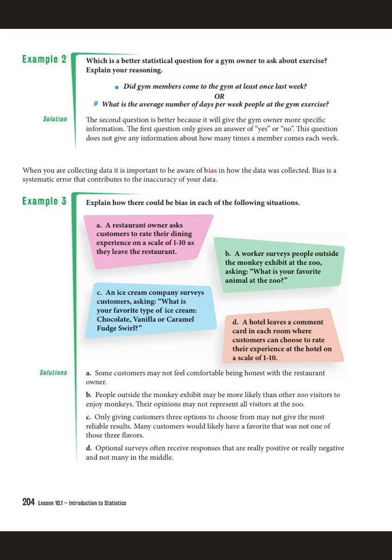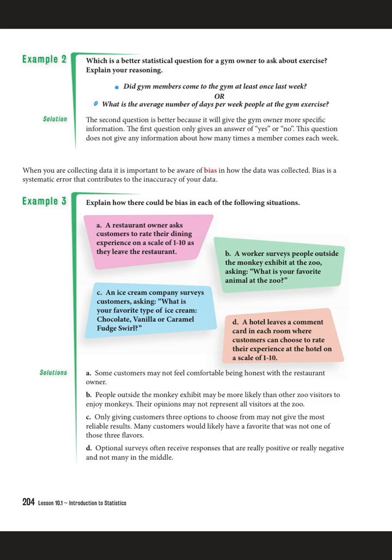When you are collecting data, it is important to be aware of bias and how the data was collected. Bias is a systematic error that contributes to the inaccuracy of your data. Here are examples of what bias is and how it affects mathematics.